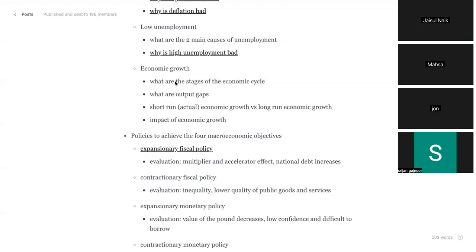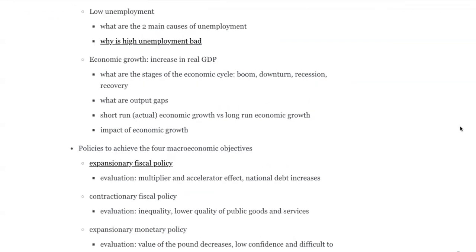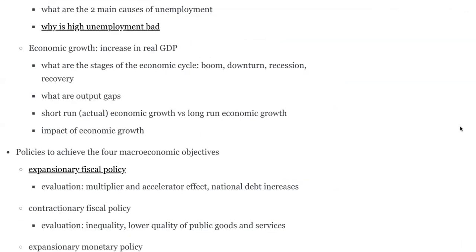So the next objective was economic growth. That is when there is an increase in real GDP. The economic cycle has a boom, a downturn, a recession, and a recovery. And output gaps are when economic growth goes very, very high or very, very low.